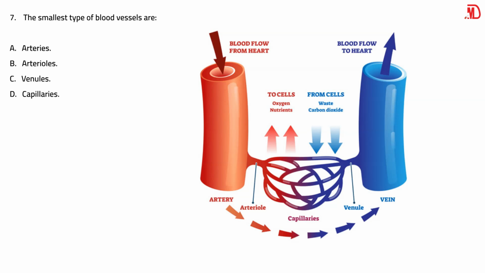Venules are the smallest veins in the body. Of course, the biggest ones will be the inferior and the superior vena cavas. Arterioles are the smallest arteries in the body. And of course, the biggest ones will be the aorta. Therefore, the correct answer is D. The capillaries.